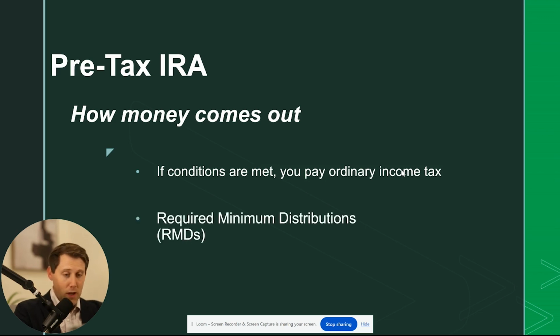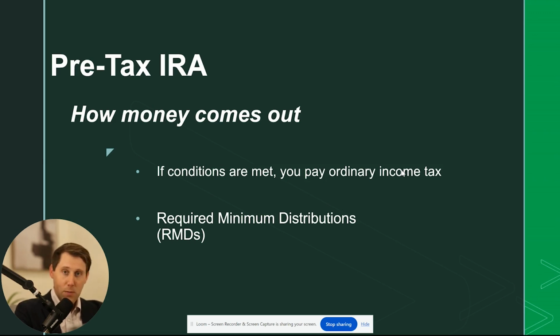The second way that money comes out of a pre-tax IRA is something called required minimum distributions. We did not see this in the Roth IRA counterpart. There are no RMDs, or required minimum distributions, for Roth IRAs. This is unique to pre-tax accounts. Required minimum distributions are something that the government mandates so that you begin pulling money out of these accounts so that they can collect taxes in your lifetime.